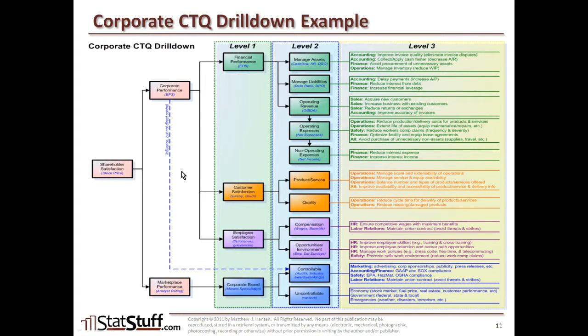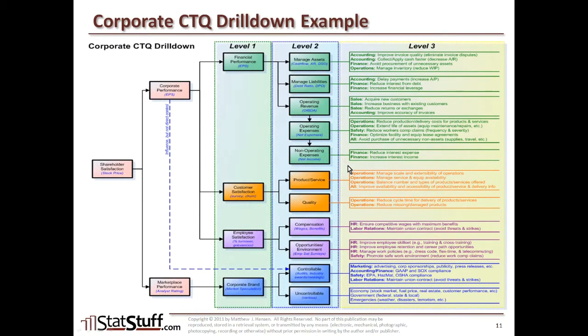Then we shift a little further to the right to find the CTQs for them, and that's where we begin our level 1 CTQs. Again, beginning with financial performance, customer satisfaction, employee satisfaction, and corporate branding. And then from there we drill down to the level 2 CTQs, which have a lot more detail for each one. And then finally we drill down to the level 3 CTQs for all those.